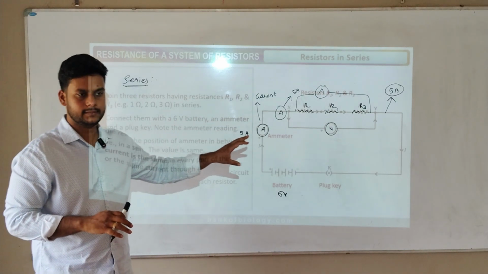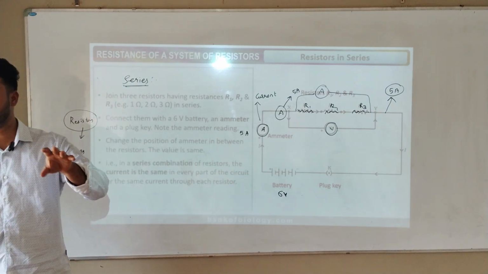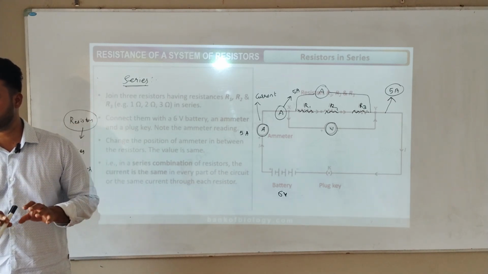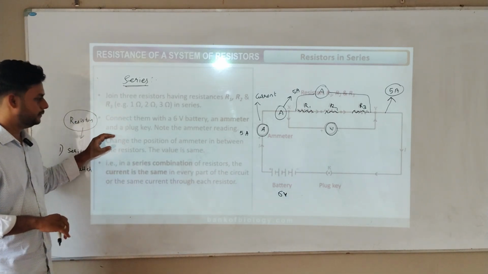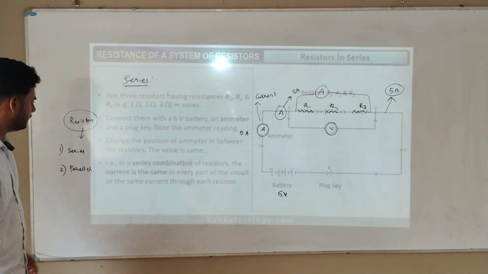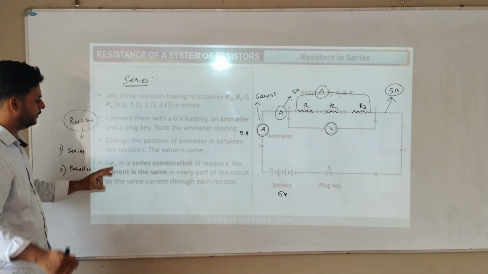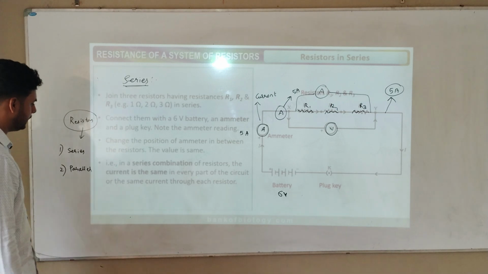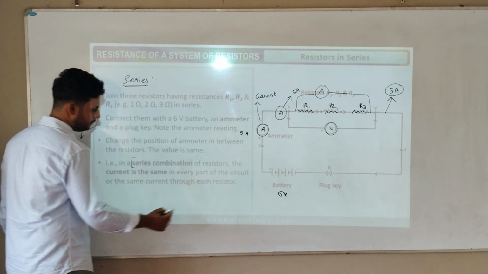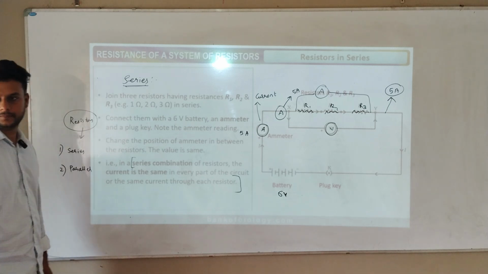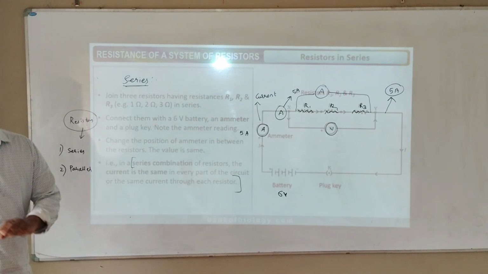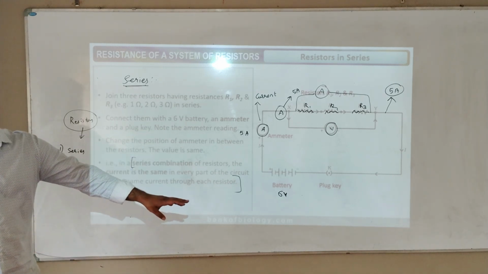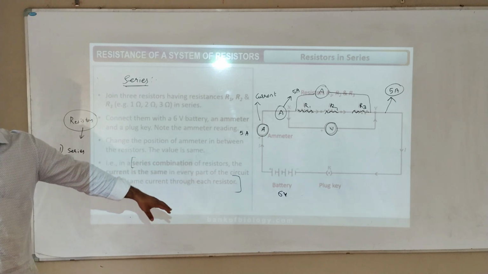So one thing you can think is that the current will stay same throughout the circuit. It will not change. If 5 ampere of current you are leaving, throughout the circuit you will observe 5 ampere. Any doubts in series? Next. Read. In a series combination of resistors, the current is the same in every part of the circuit, or the same current through each resistor. This is the main point you should take. In a series circuit, the current is same throughout the circuit. All the resistors you take, wherever you want to keep, everywhere the passing of current will be 5 ampere.